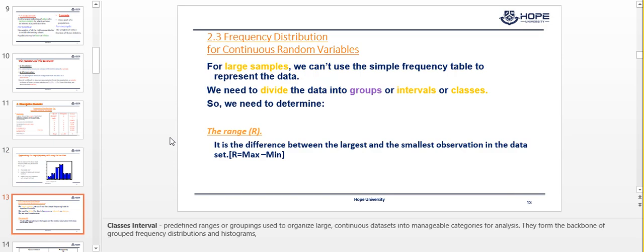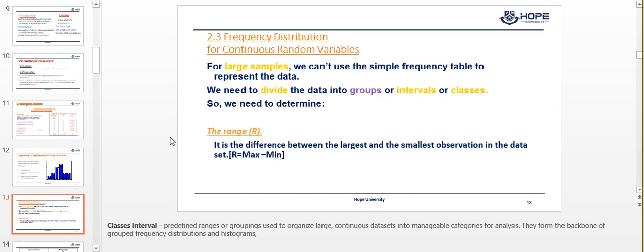Go back. What is frequency in continuous random numbers? Like class interval, like group, we can call it group frequency, group interval or class interval numbers of frequency distribution. For a large sample, we can't use a simple frequency table like above, so we need to divide the data into groups or intervals.